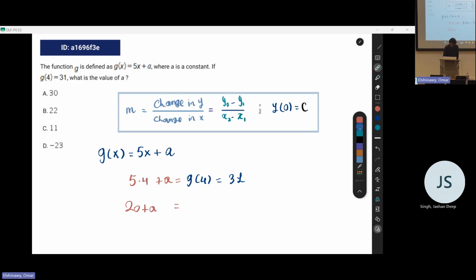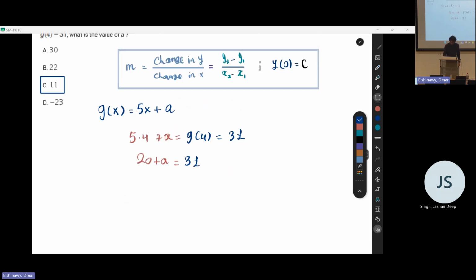5 times 4 plus a, that's 20 plus a, and 20 plus a is 31. 11 or 31? So a is 11. That's amazing. That's just what we were doing last Monday. It's not too difficult.